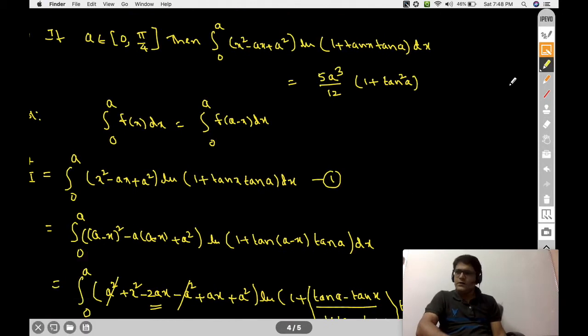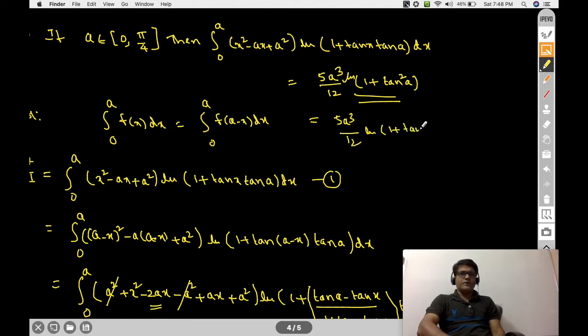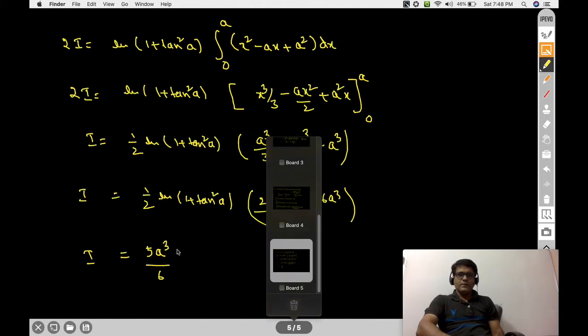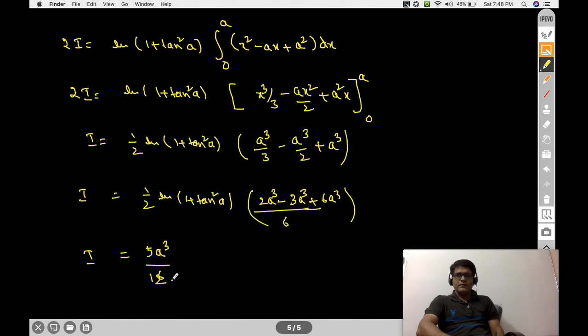Make a correction in the question. This is not 1 plus tan square, this is ln of 1 plus tan square. That is 5a cube by 12 into ln of 1 plus tan square. This is our question actually. 5a cube by 2 into 6, that is 5a cube by 12 into ln of 1 plus tan square a. This is the final answer.